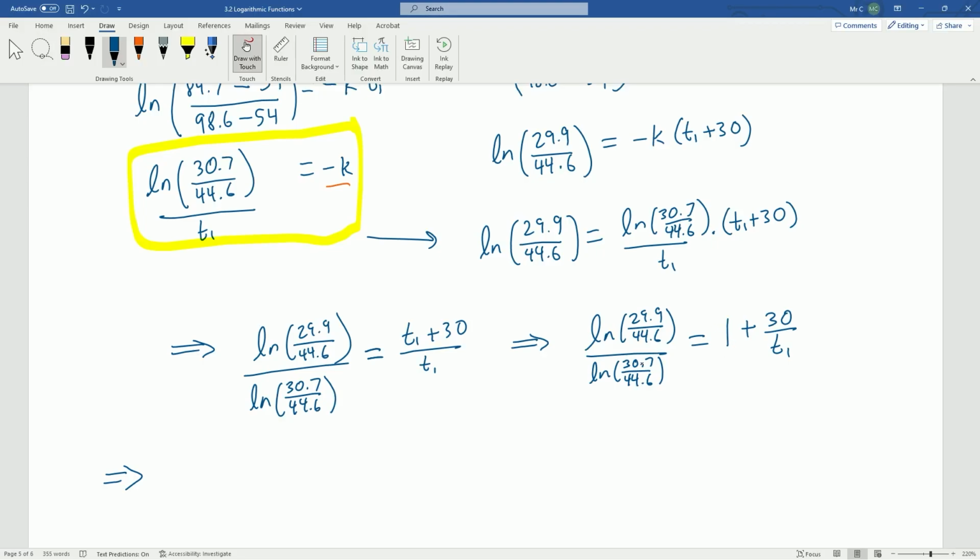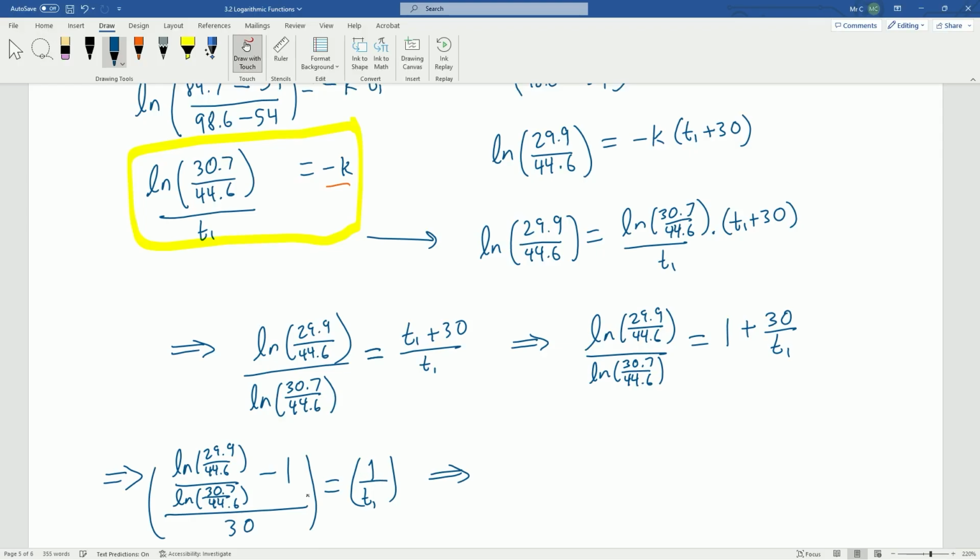So I can subtract 1 and then divide by 30, and I get the natural log of this whole thing divided by this natural log, minus 1, divided by 30 equals 1 over T1. Okay, now that looks pretty messy, but here I have two fractions, the right side, the left side, and I want to solve for T1, so I can just take the reciprocal of both sides of the equation. And that gives me T1 equals 30 divided by this whole thing. Okay, now the rest of this is plug it into a calculator work.